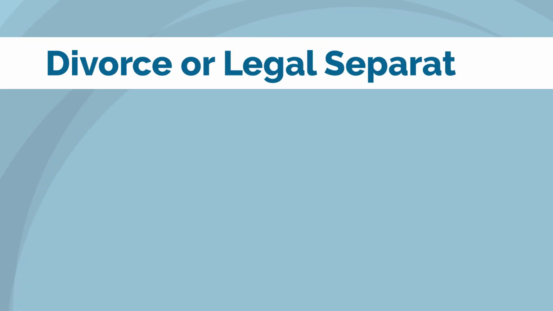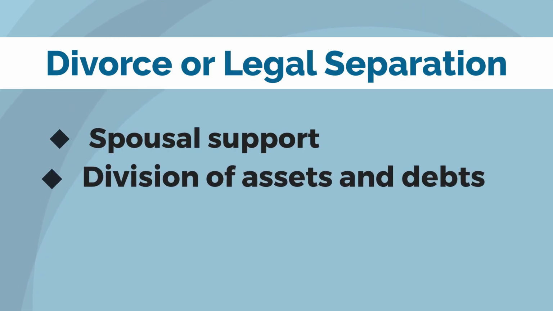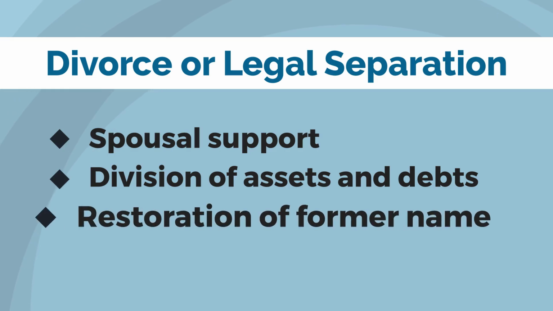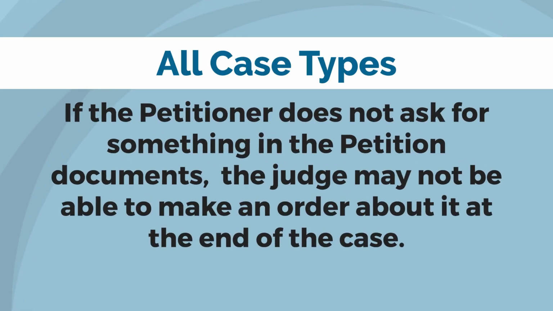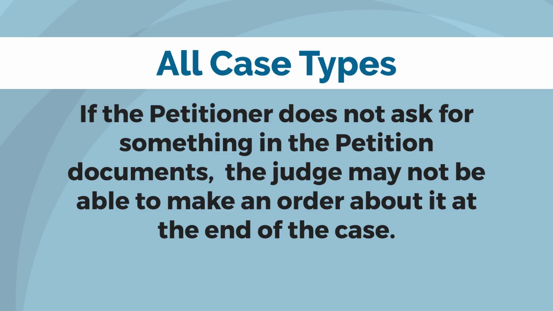A petition for divorce or legal separation will also state the orders that the petitioner wants regarding spousal support, division of assets and debts, and restoration of the petitioner's former name. It is very important to note that if the petitioner does not ask for something in the petition, the judge may not be able to make orders about it at the end of the case.